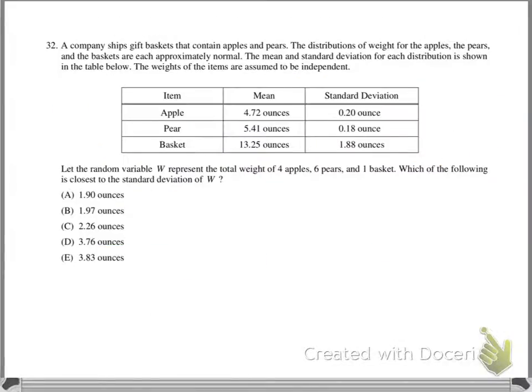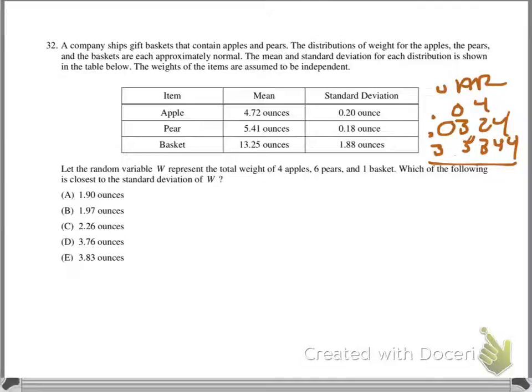Okay, so to do this one, I have to find the variance. Remember, we have to do our math and our variance, so I have to square everybody. So 0.2 squared is 0.04. 0.18 squared is 0.0324. And 1.88 squared is 3.5344. Okay, so I'm going to add all of these guys up.